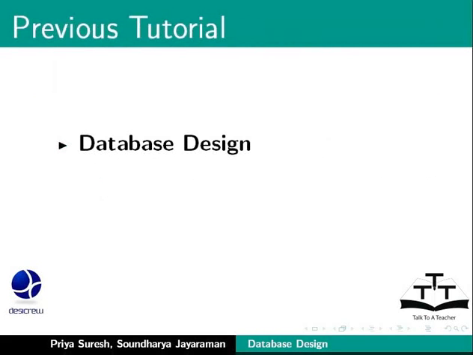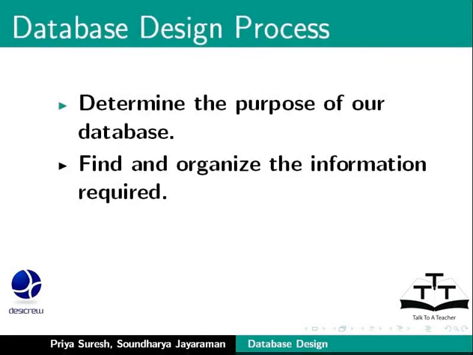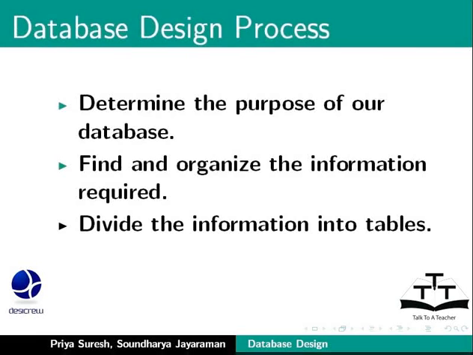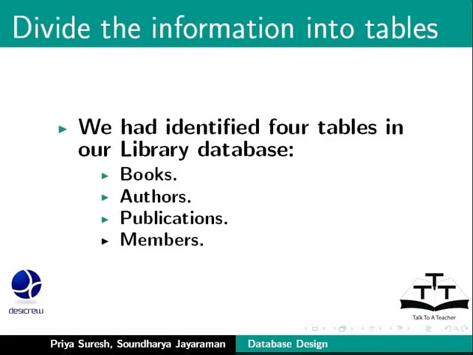In the last tutorial, we started the process of database design for a simple library application. We first determined the purpose of building the library database. Then we continued the process by finding and organizing the information about the library, and we divided the information into tables. And so we had identified 4 tables in our library database: books, authors, publications, and members.